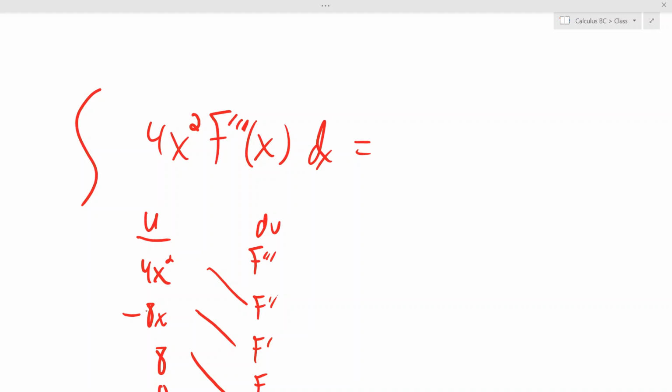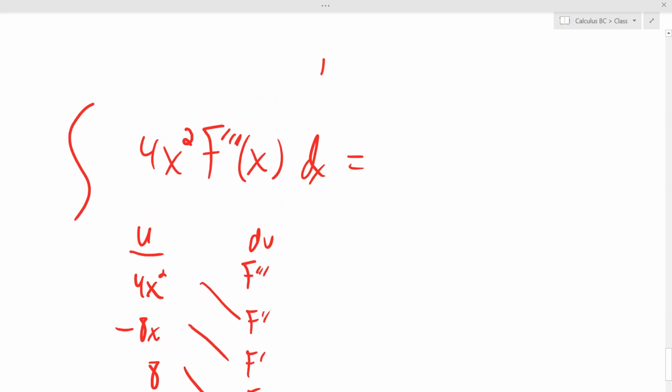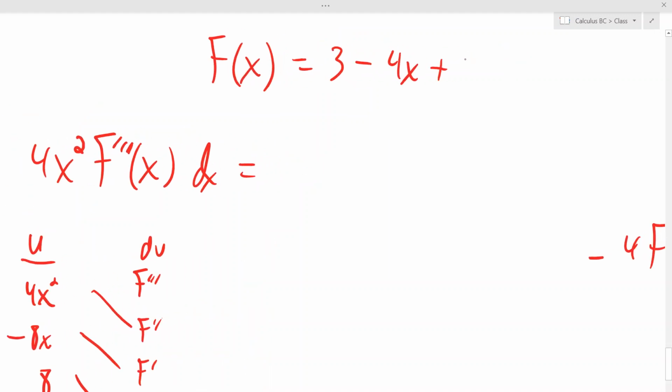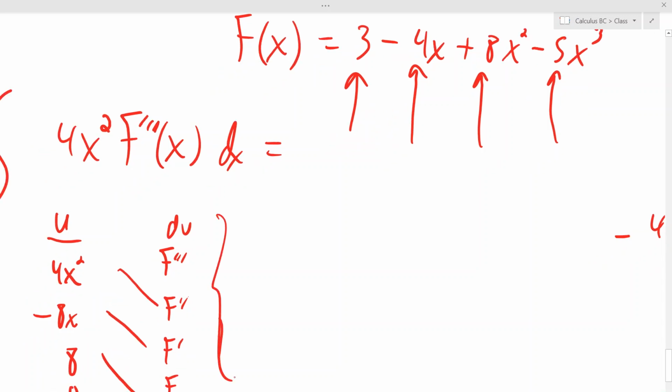Okay, something I'm thinking of off the top of my head right now is they could give you the series for f. Like if they said, hey, the Taylor series for f is, and they might give you some values here, like 3 minus 4x, centered at 0, plus 8x squared minus 5x cubed. Well, what this tells you is f at 0, f prime, f double prime, f triple prime. So you could use all those values down in here if you had to.